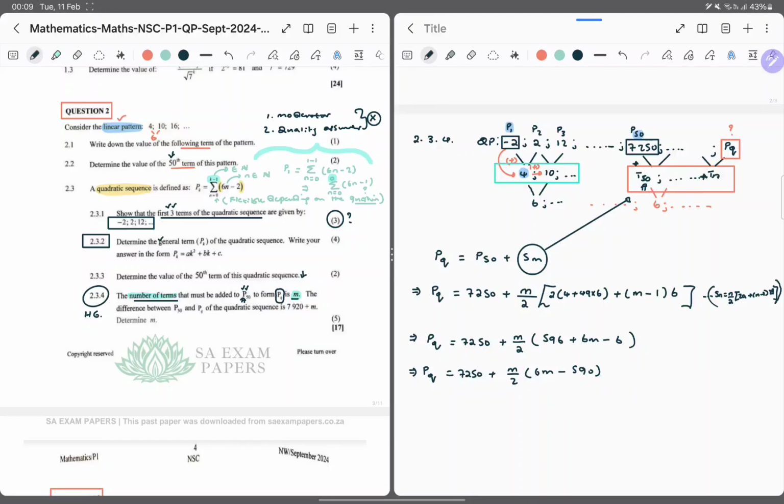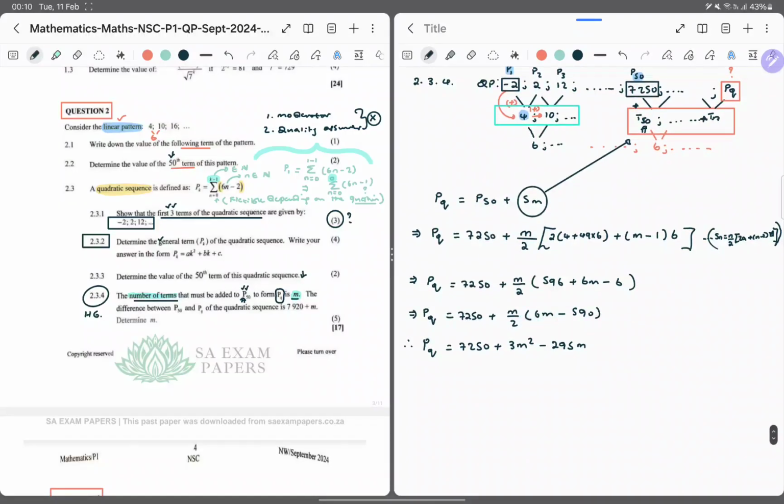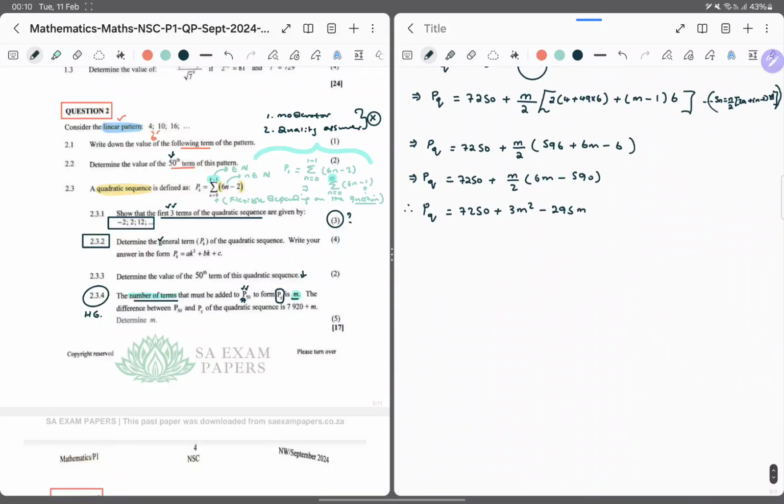So this is 590. Okay, let's conclude this business. Therefore, PQ is equal to 7250 plus, now let's see, this is gonna be 3m squared minus, let's say 590 divided by 2, it's gonna be 295m when we sort that bracket. Again, guys, you need to be strong by the time you do your trials to do these simplifications as best as you can while being meticulous.